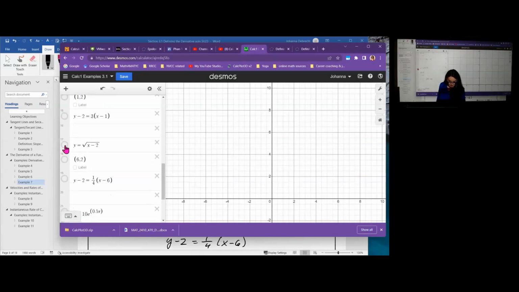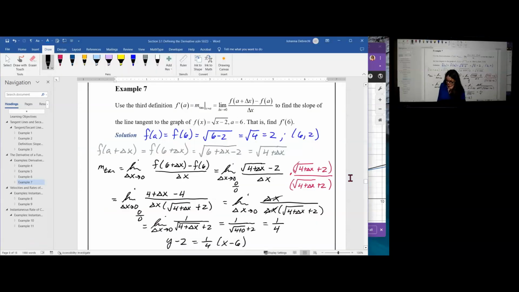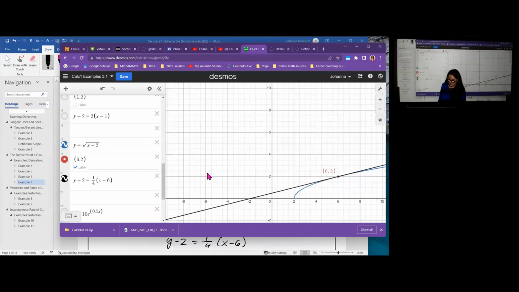There it is. And there it is. This is the one I just did, right? Yes. Okay, just making sure. You can see again that I found the tangent line at the ordered pair (6, 2).